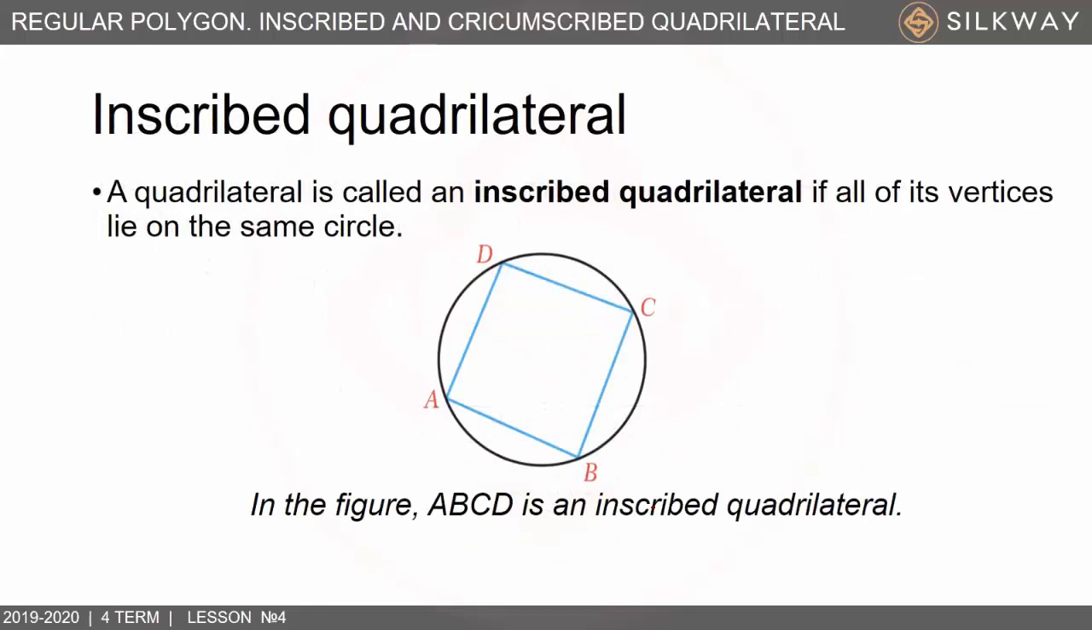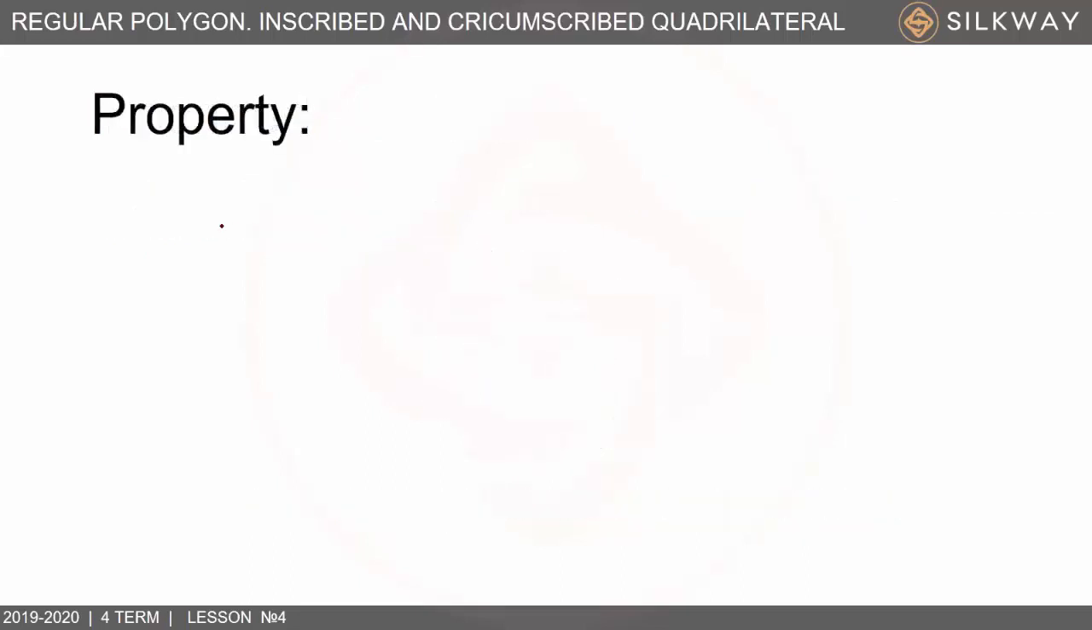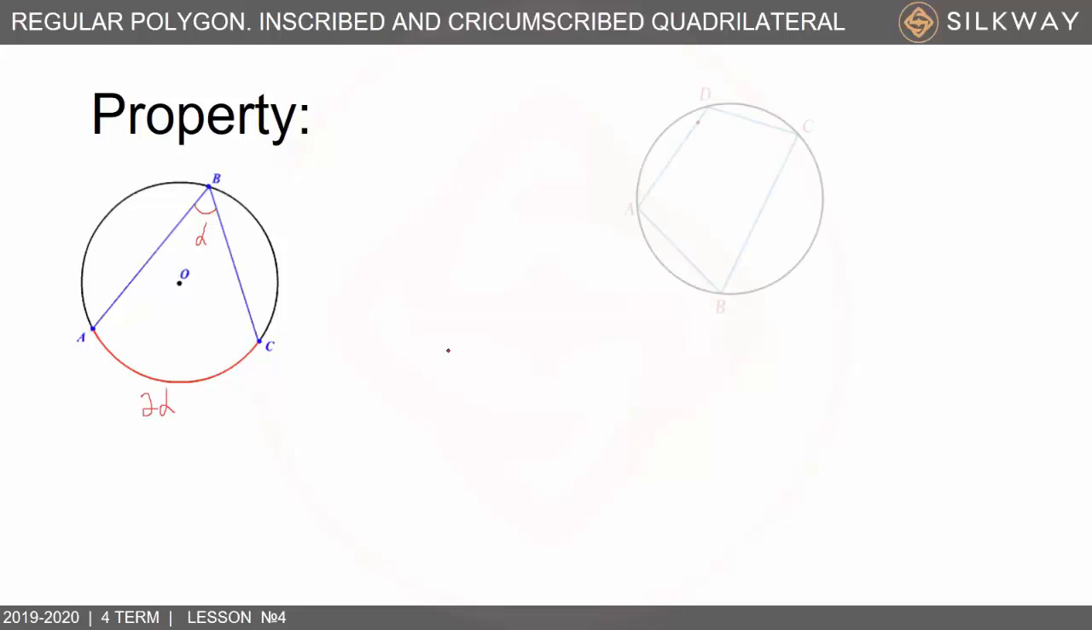Okay, inscribed quadrilateral. A quadrilateral is called an inscribed quadrilateral if all of its vertices lie on the same circle. In the figure, ABCD is an inscribed quadrilateral. Okay, property. Before that, look at this information. This is inscribed angle alpha, and the arc AC will be double alpha. Yes, we know this information from last lessons.